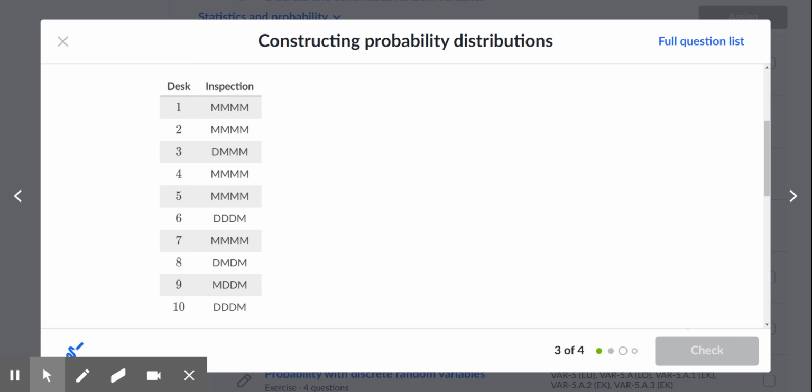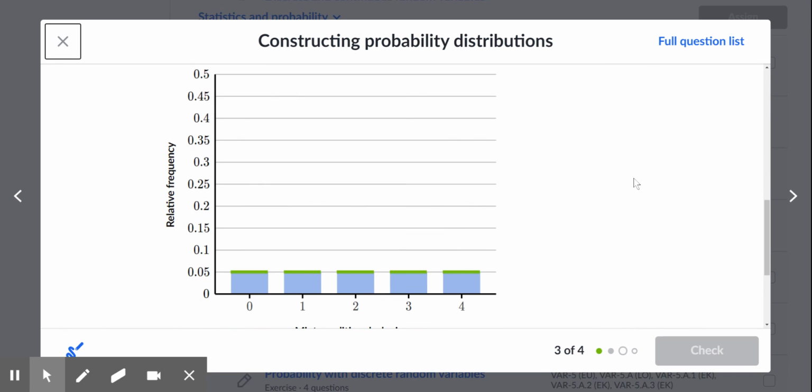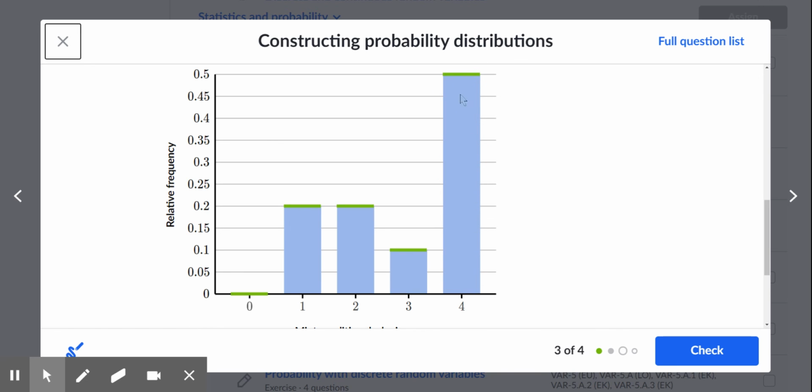So 0 out of 10, 2 out of 10, 2 out of 10, 1 out of 10, 5 out of 10. So I need to then go to this. So for 0 is 0. And then for 1 is 2 out of 10, which is 0.2. For 2 is 2 out of 10, which is also 0.2. For 3 it's 1 out of 10, 0.1. And for 4 is 0.5.